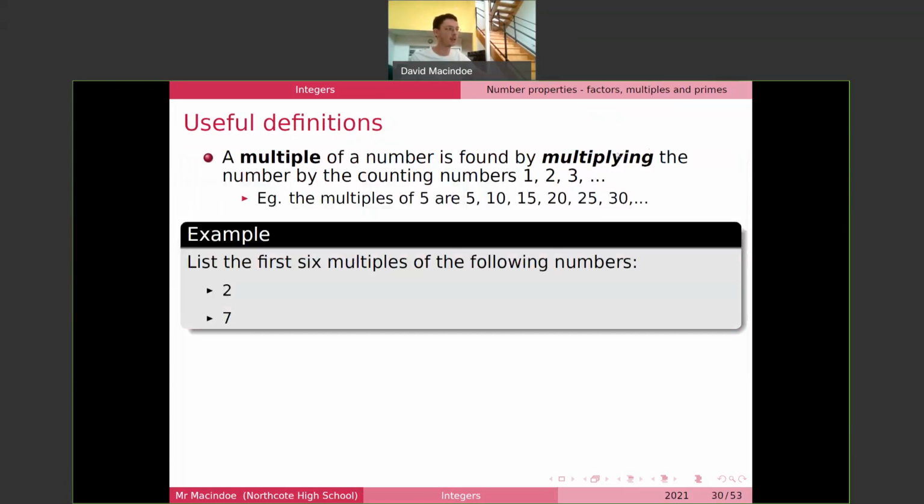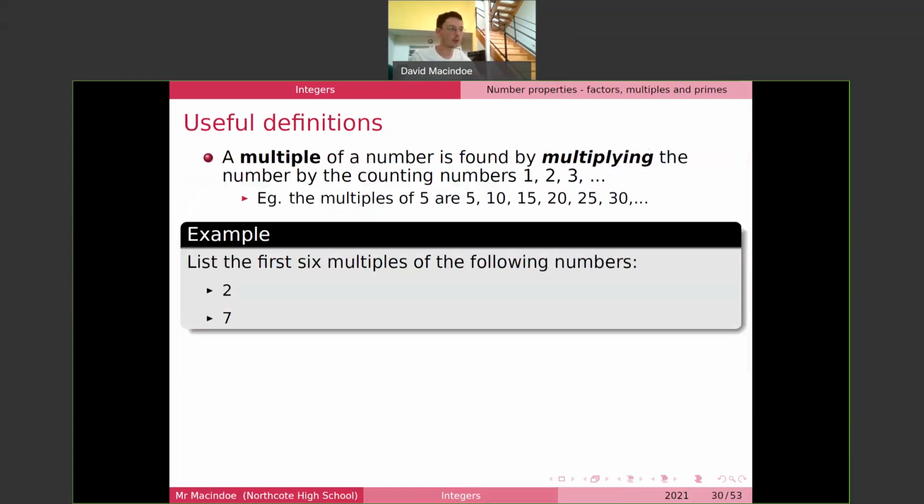So the first one is called a multiple. And as the name might suggest, a multiple involves just multiplying that number by our counting numbers. So 1, 2, 3, 4, 5, going on forever. So you can have as many multiples as you like. You can keep finding multiples forever. So multiple involves multiplying, right? Hopefully that's fairly straightforward. So for example, here we've got the multiples of 5 written out.